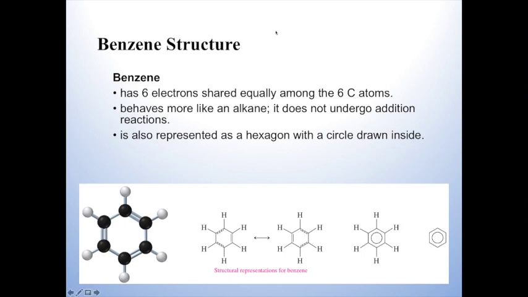Now, one more thing we have to talk about is aromatic compounds, the symbol of which is benzene. We've talked about benzene before in this class. Benzene is a 6-carbon ring that has 6 electrons shared equally among the 6 carbon atoms in the form of 3 delocalized double bonds. These behave very similarly to alkanes because they do not undergo addition reactions because of the stability of this delocalized electron structure. And these are sometimes shown as a hexagon with a circle drawn inside to indicate that it is a single unit.